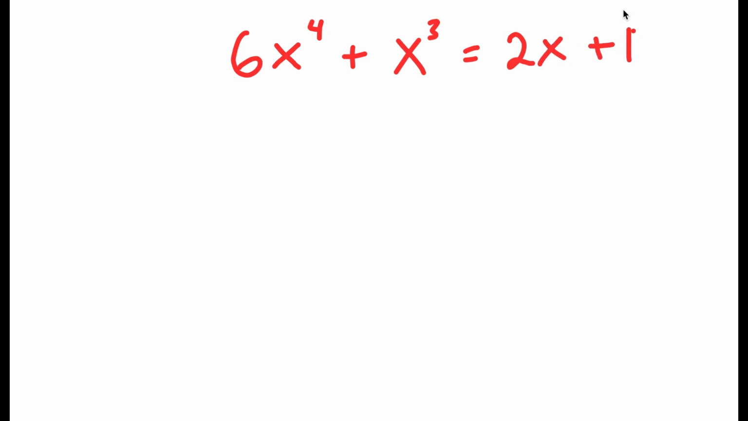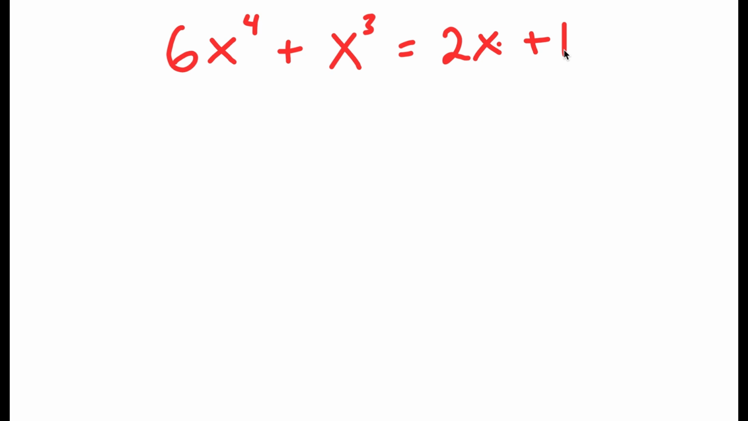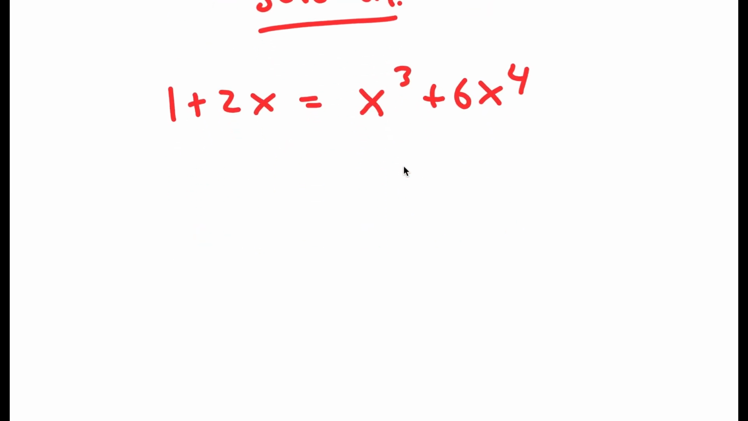In today's video, I'm going to be solving the equation 6x to the power of 4 plus x to the power of 3 is equal to 2x plus 1. So, for my solution here, I'm going to first start by rewriting this as 1 plus 2x is equal to x to the power of 3 plus 6x to the power of 4. So I just changed sides and reordered this a little bit.